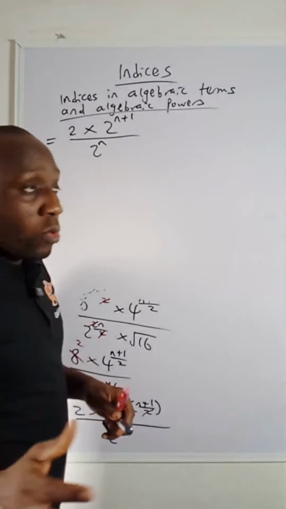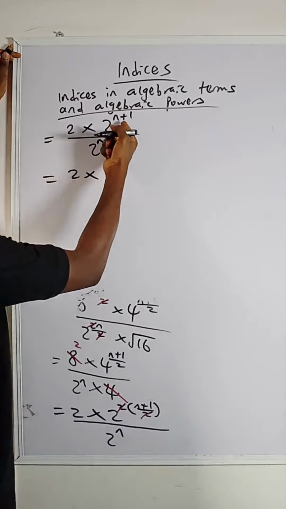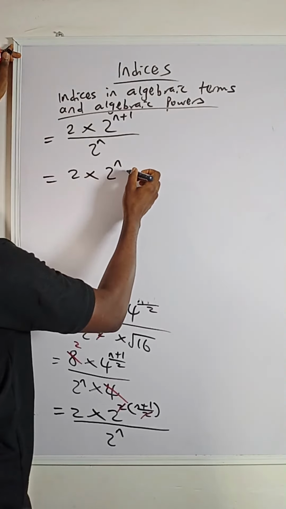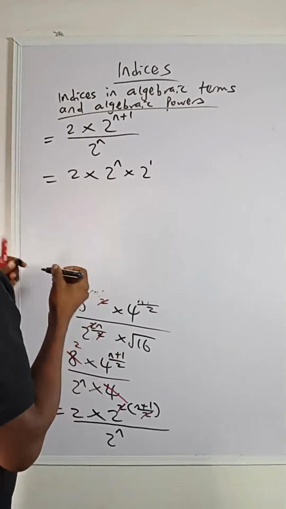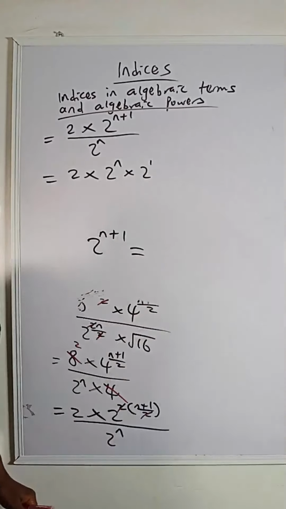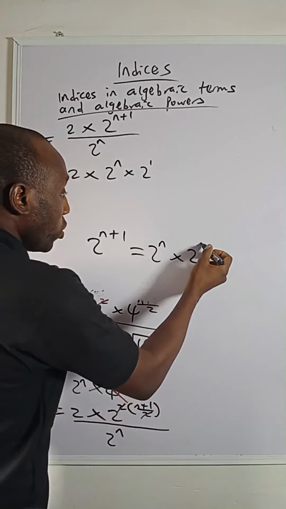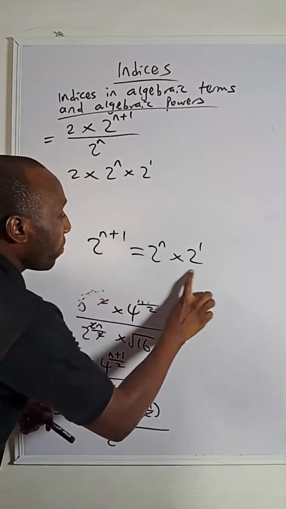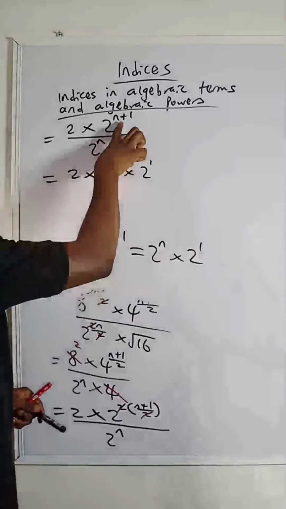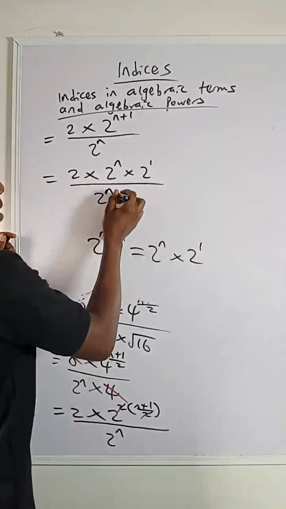Yes, it's getting cool. And this is now what? 2 times. See what I want to do here. This can be written like this, times 2 raised by 1. This 2 raised by n plus 1 is also equal to 2 raised by n times 2 raised by 1. Because when you apply the law of indices and you add the exponent n plus 1, you will get this back. So that's what I did to this one. I had to rewrite it like this, over 2 raised by n.